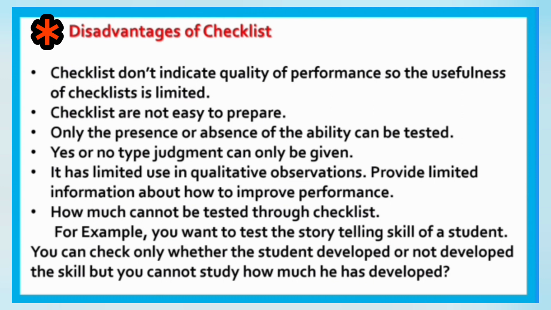It has limited use in qualitative observation, and provides limited information about how to improve performance, and how much cannot be tested through checklist. For example, if you want to test the storytelling skill of a student, you can check only whether the student developed or did not develop the skill, but you cannot study how much he has developed.